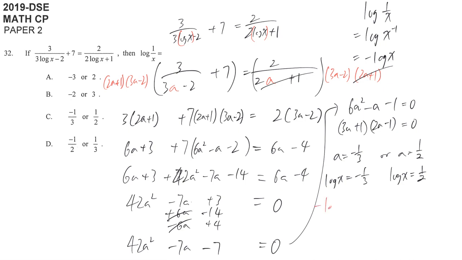So what we want is, log x is 1 over 3, so negative log x is equal to negative 1 over 3, or log x is 1 over 2, so negative log x is negative 1 over 2. So our correct answer should be D instead of C. Remember, a math teacher is not a good person. We always try to create some traps. Just pay extra attention to what is being asked.